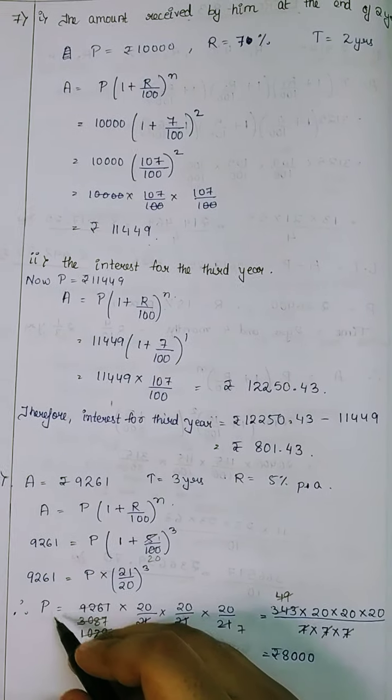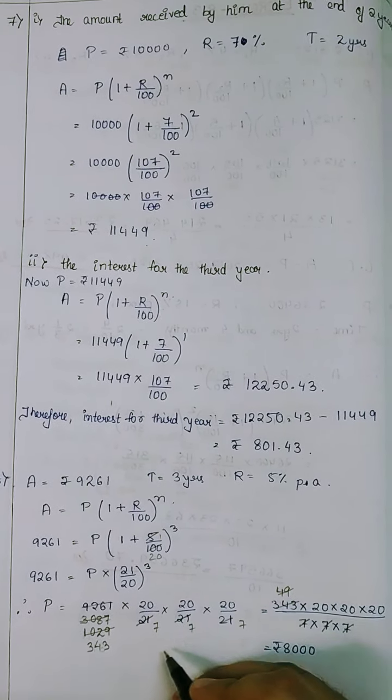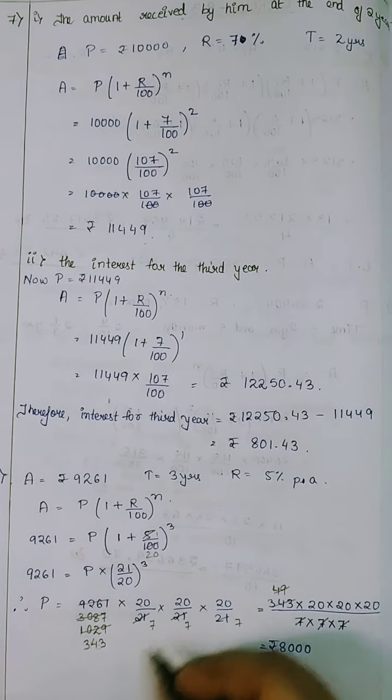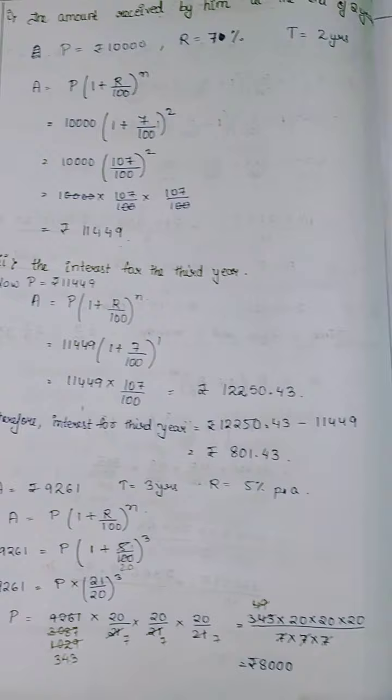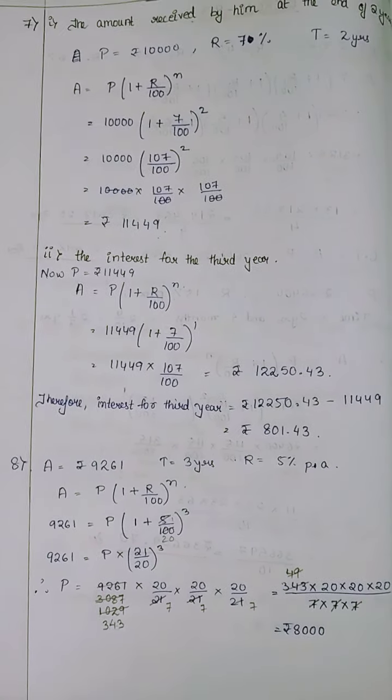So P is equal to 9261 multiplied by 20/21 into 20/21 into 20/21. After this you cut it out and solve it out. We get rupees 8,000 as our answer.